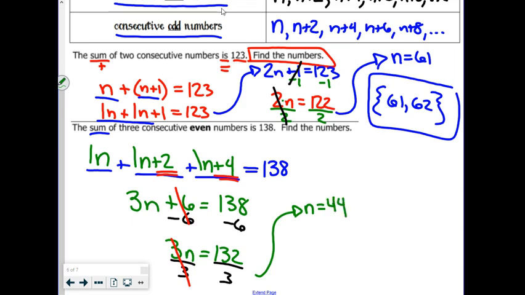So that's the first. Remember, though, we're looking for these 3 consecutive even numbers. 44 is the smallest one. Then you go up to 46 and 48.